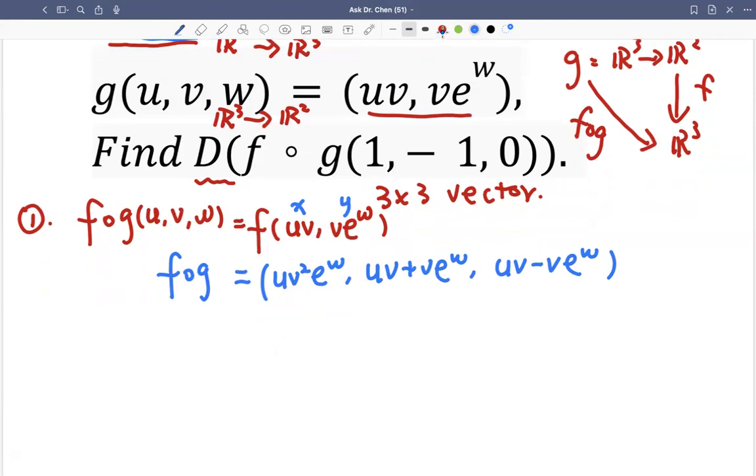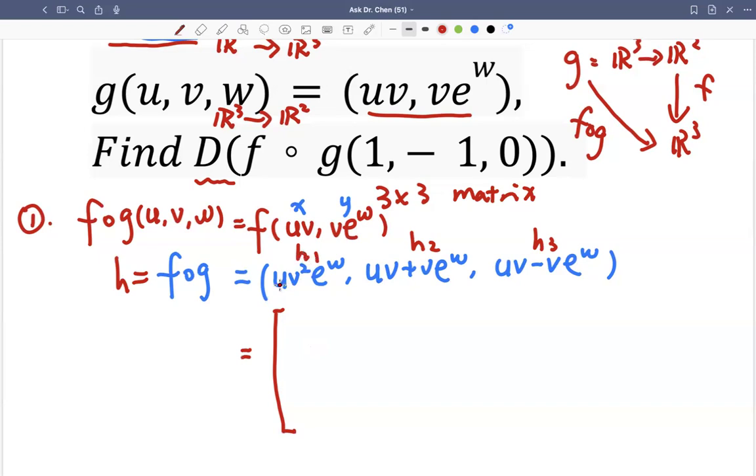For the derivative of this, maybe we call this h. So with 3 components, we have h1, h2, h3. We need to take partial derivatives of each. Remember, the derivative is a 3 by 3 matrix. The first row will be the partial derivatives in terms of u, v, w for h1, the first component, as a function of u, v, w. So you can think there's a gradient of this function.